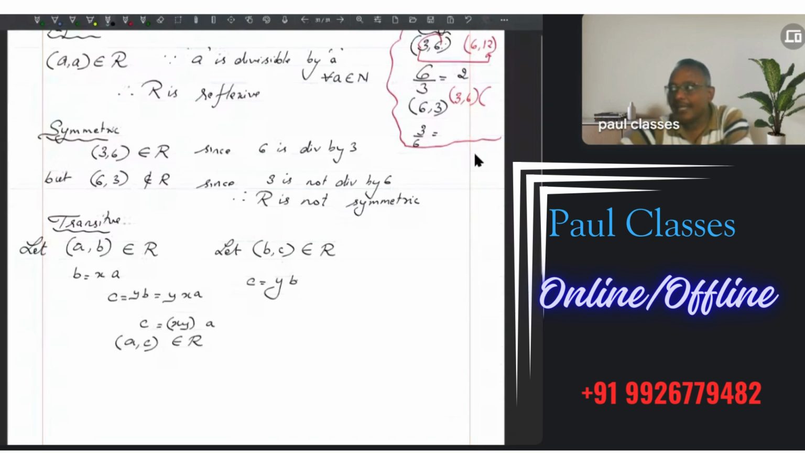Which means A is in C, AC is in there. Mathematically we are proving this. Nobody is joking, we are proving it mathematically.